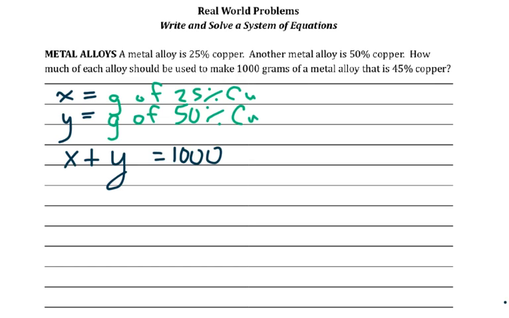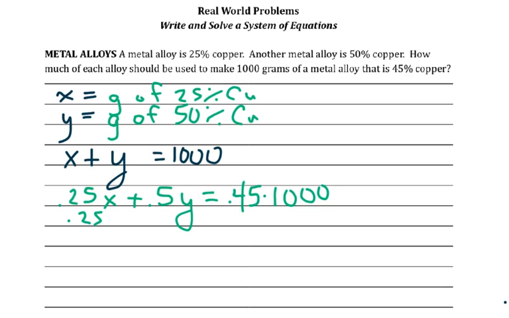But then if I deal with the, in my opinion, more confusing part, you can figure out that 25% of x, this really gives you the actual grams of copper. Then I'd have 50% of y, which would give you the actual grams of copper of the other one, would be equal to 45% of the total 1,000 grams of copper.